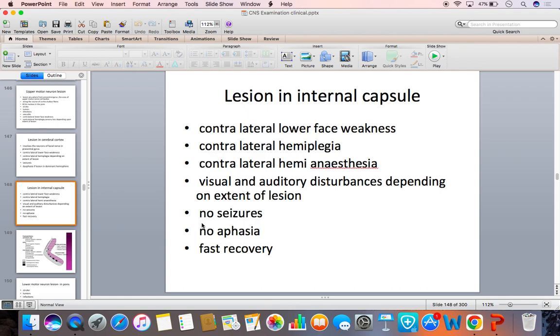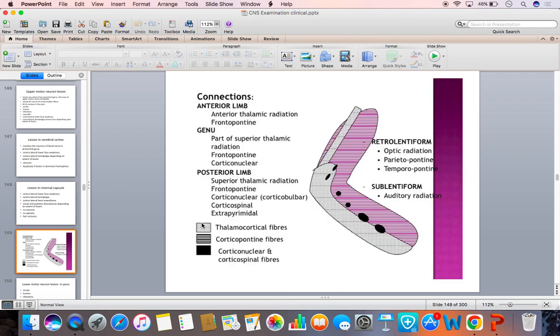If the lesion is in the internal capsule, there is weakness of the contralateral lower face, contralateral hemiplegia, contralateral hemianesthesia, and visual and auditory disturbances depending on the extent of the lesion. And there are no seizures. Understood? No aphasia. And there is fast recovery. These are the features of a lesion in the internal capsule. This is the structural representation of the internal capsule and its divisions: the anterior limb, genu and posterior limb. Each part of the internal capsule contains descending and ascending tracts.